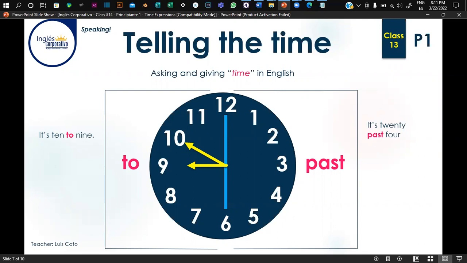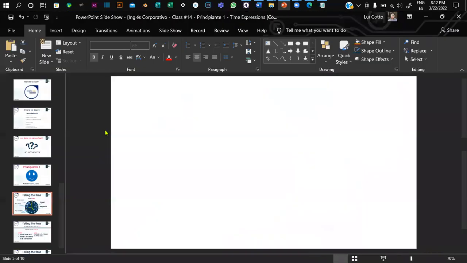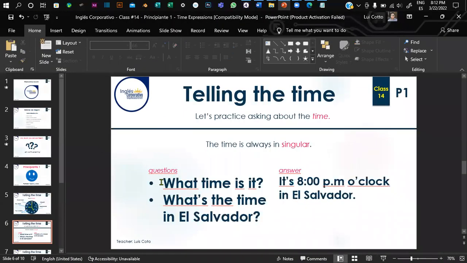The clock is divided. Está dividido. It's divided in two parts. This part is to. And the other is? Past. Correct. Okay. Remember, the clock is divided. This side is to. And the other is past. Okay. That's right. Let's do an exercise.